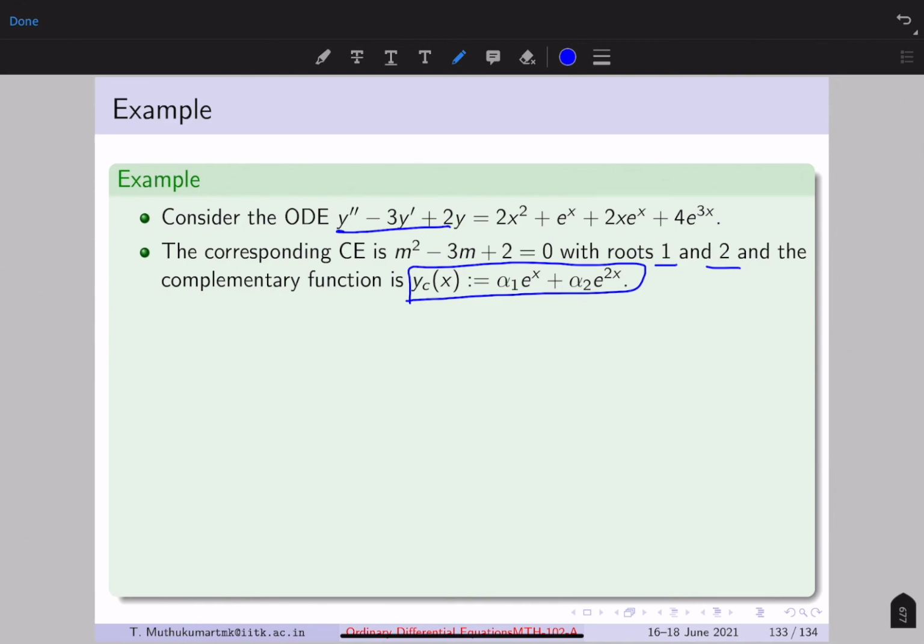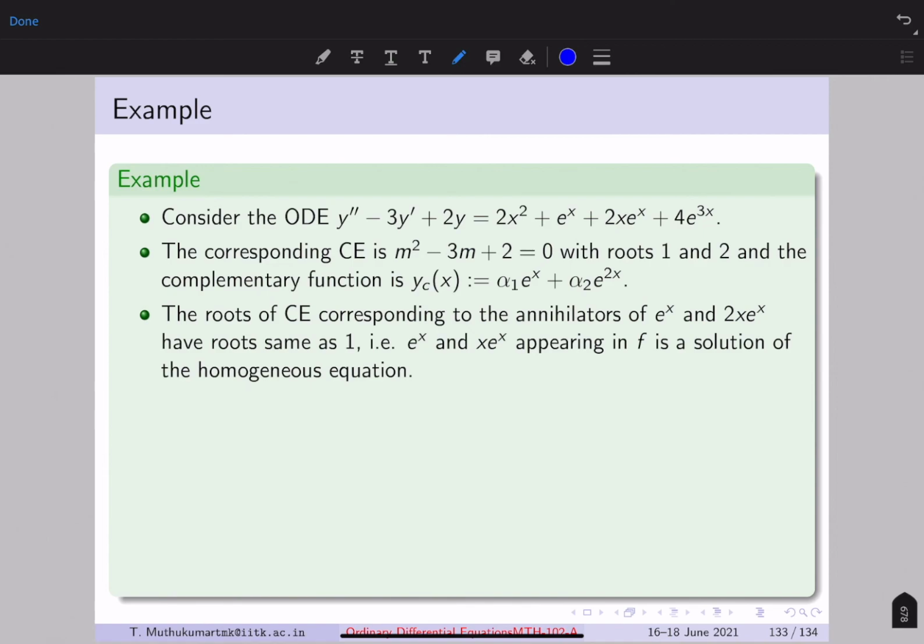Now the reason why I am giving this example is that if you look at the annihilator of x square, which is fine, and then the annihilator of e power x and x e power x, they have the root 1, which is the same as the root 1 here. So they don't give linearly independent functions, right? These annihilators have the same roots as here. So now we need to choose a linearly independent set here.